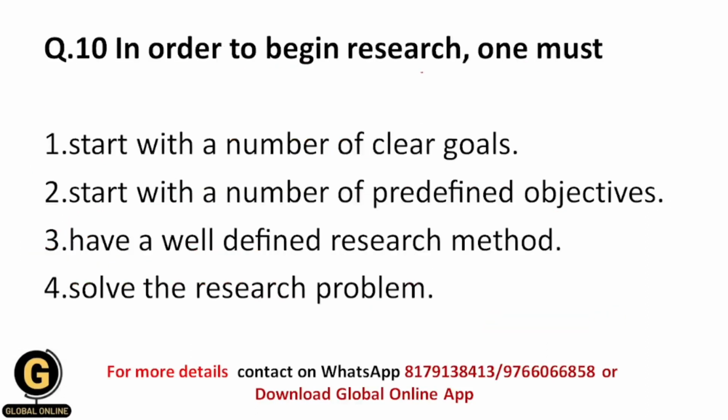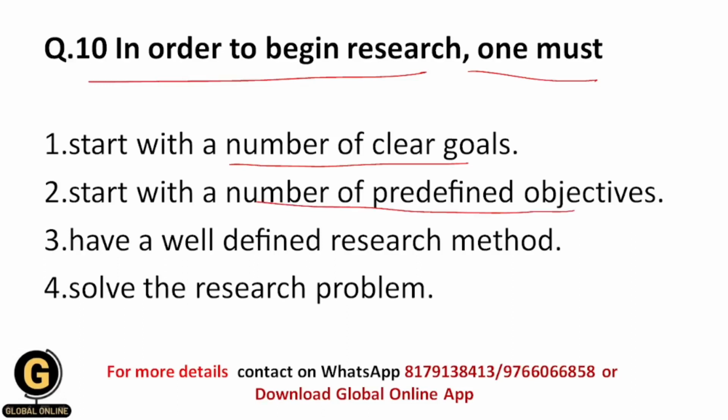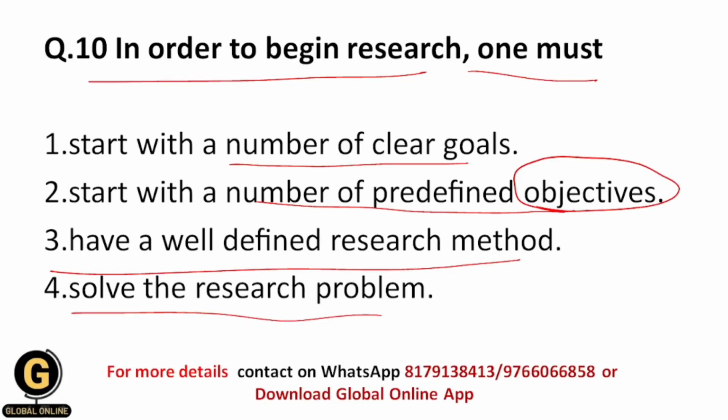In order to begin research, one must. So whenever any researcher or person wants to begin a research, what step should he follow first? Okay, so let us start with our options. First is start with a number of clear goals. Yes, he should have clear goals. Okay, then start with a number of predefined objectives. He should have a number of predefined objectives. Okay, then have a well defined research method, and the last one is solve the research problem. So whenever one wants to begin a research, then solve the research problem is not the first step, right?